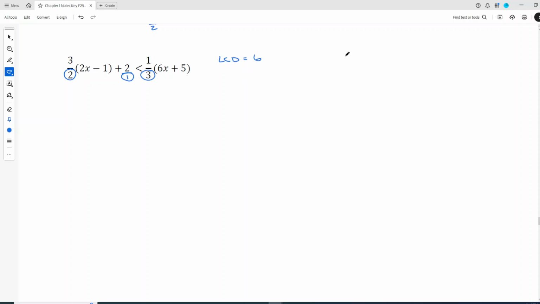If you don't like the way that it's written, you could write it as 3 times 2x minus 1 all over 2 plus 2 is less than 1 times 6x plus 5, so I don't need the 1 if I don't want to, all over 3. So if you would rather see it like that, okay, the lowest common denominator is 6, totally fine. Or keep going with this one.